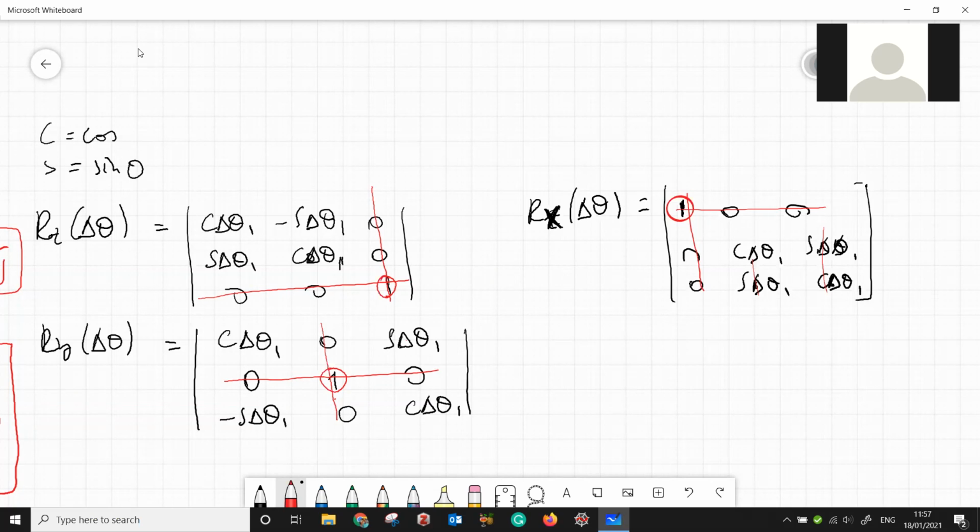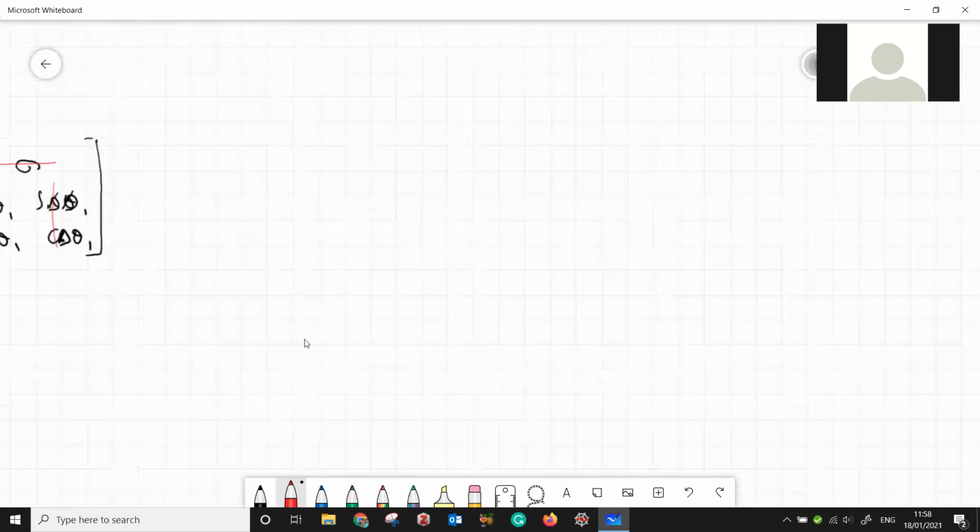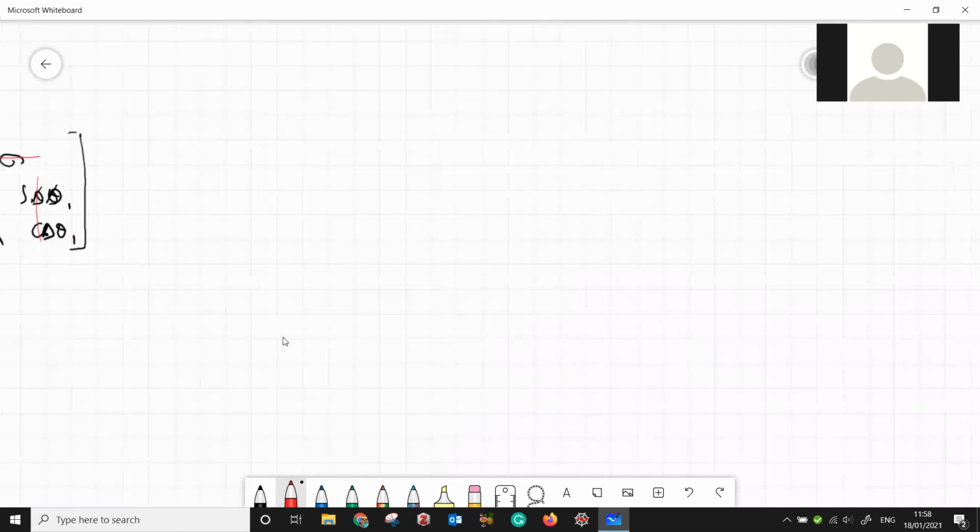If you command the robot to rotate about the z-axis, you expect a motion along the x and y axes, linear translation along x and y. So that's actually why we need to know these things.